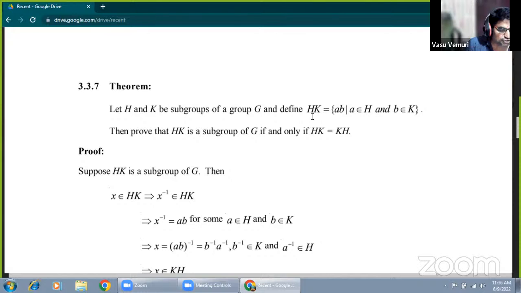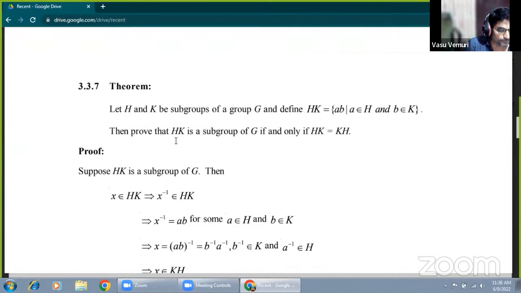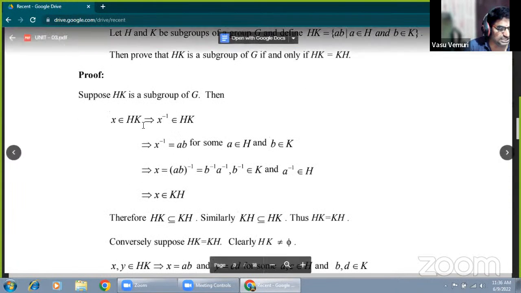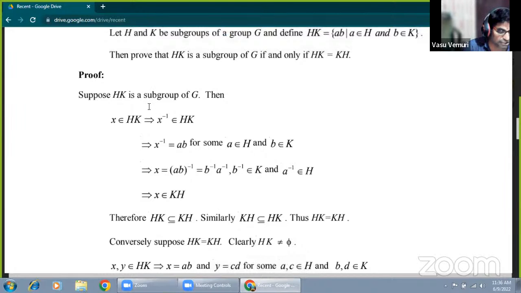HK means A belongs to H and B belongs to K. What is the product? The element AB. The product of the elements is AB, where A belongs to H and B belongs to K. So this is the product of the sets. The product of any two subgroups is a subgroup if and only if HK equals KH. This theorem is also very important. See, these theorems are very, very important, and this one especially is the most important. Okay, there is no doubt.